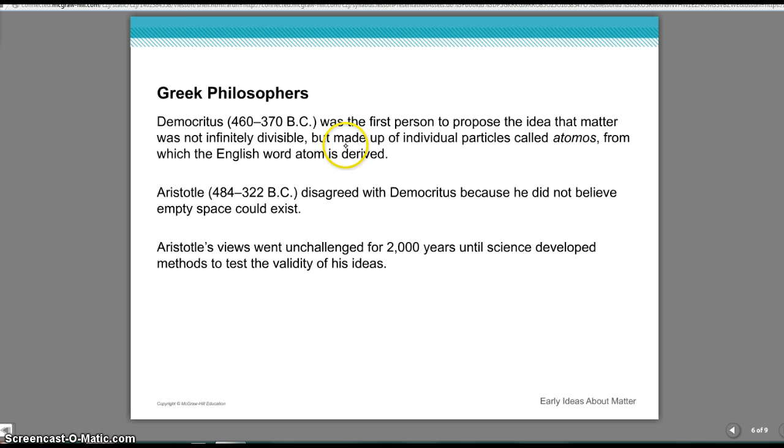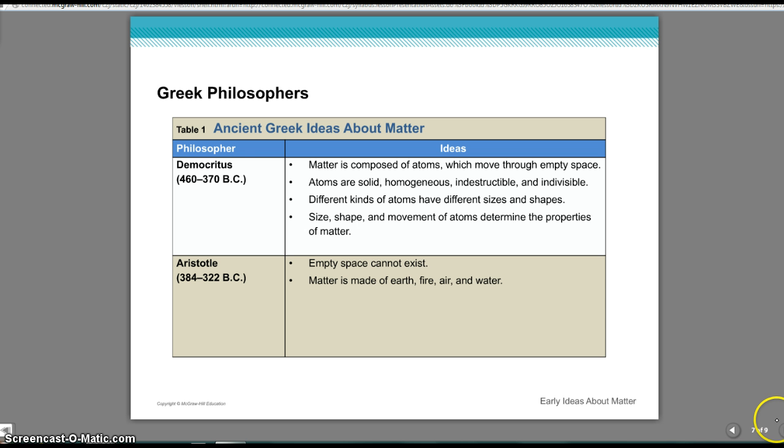Aristotle disagreed. He thought that you could break everything down further and further because there was no such thing as empty space. All right, so that kind of summarizes the difference between Democritus and Aristotle.